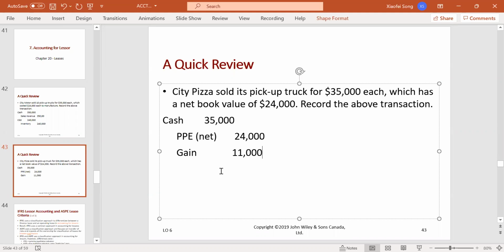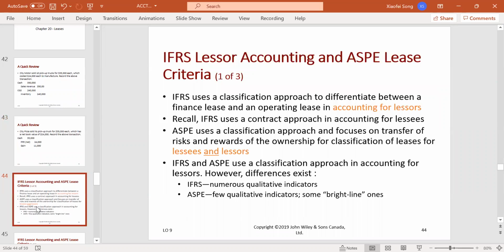Okay, so that's the quick review that we will come back to later. To sum up lessor accounting, well, these are all words, what do they mean? First, IFRS uses a classification approach to differentiate between a finance lease and an operating lease in accounting for the lessor. Remember, IFRS does not use a classification approach for the lessee. For the lessee under IFRS, it's a contract approach: right-of-use assets, lease liability. Most leases will be capitalized. But for the lessor, it's different.